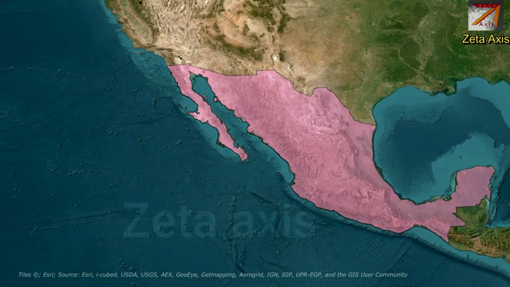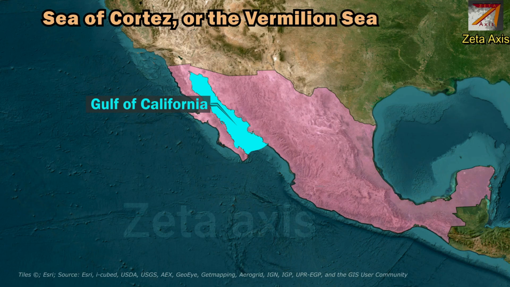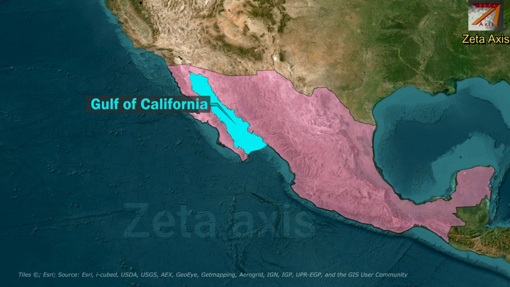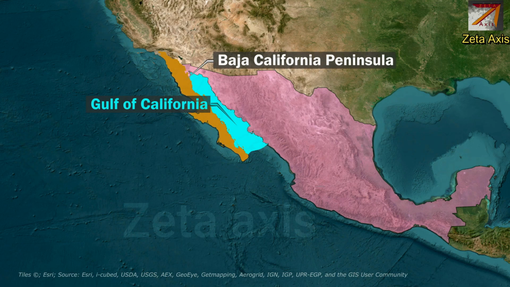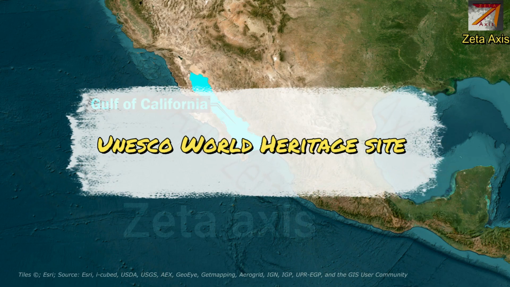Another important Gulf is Gulf of California, also known as Sea of Cortez or Vermilion Sea, which is a marginal sea of the Pacific Ocean that separates the Baja California Peninsula of Mexico from the Mexican mainland. This gulf is thought to be one of the most diverse seas of Earth and is home to more than 5,000 species of micro-invertebrates. The parts of Gulf of California are a UNESCO World Heritage Site.